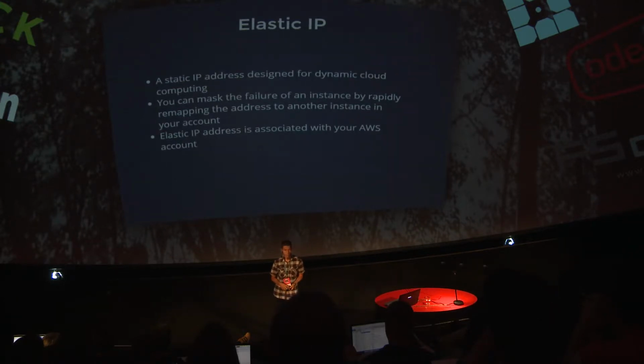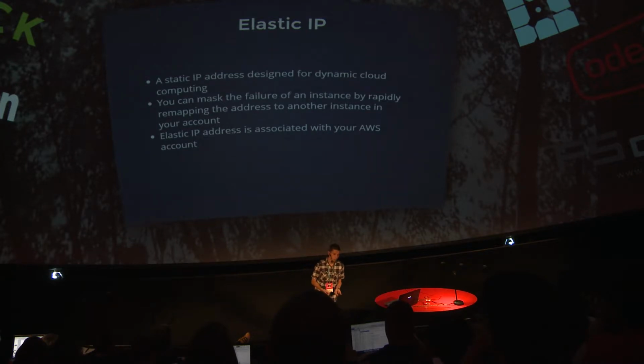The next component that we'll be using is Elastic IP. Elastic IP is actually a static IP, just designed for cloud systems. What does it do? Well, you can quickly remap this IP from one instance to another instance, so you can mask the failure of one service, one instance. This IP is tied to your account and not to any specific instance.